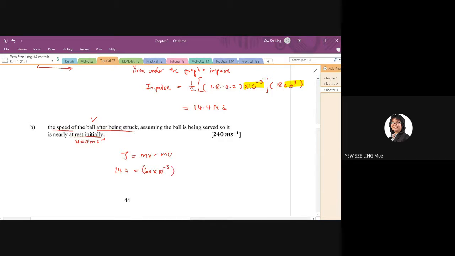So initially it is at rest, so u is at rest. So what you are going to calculate is just v. So v, and then minus 0. So rearrange the equation. v is equal to 240 meter per second. All right, 240 meter per second. So that is how you answer question B.